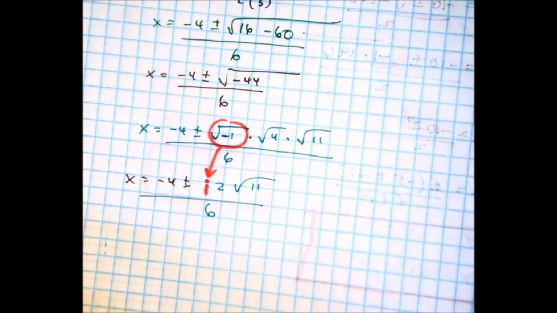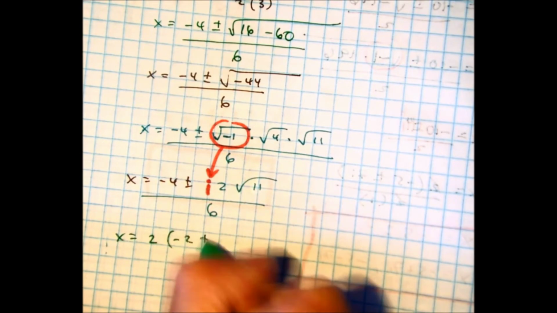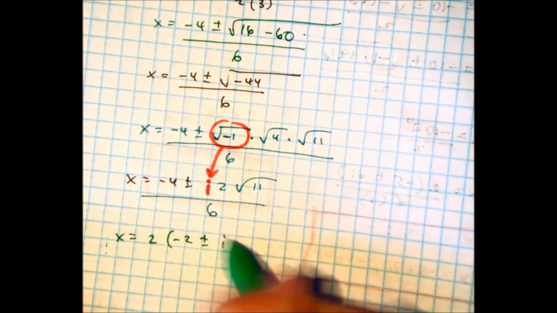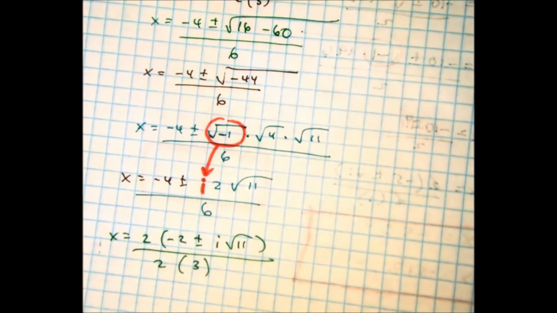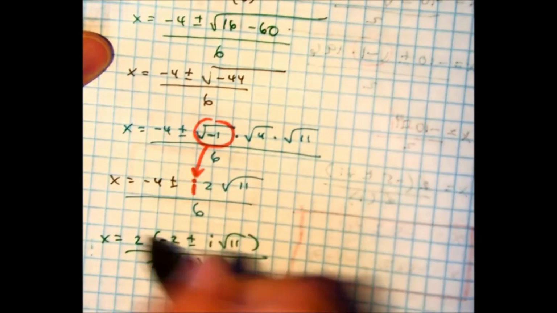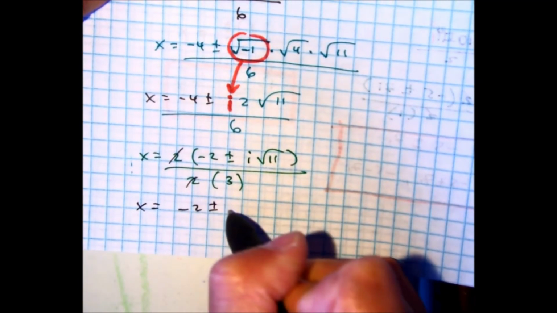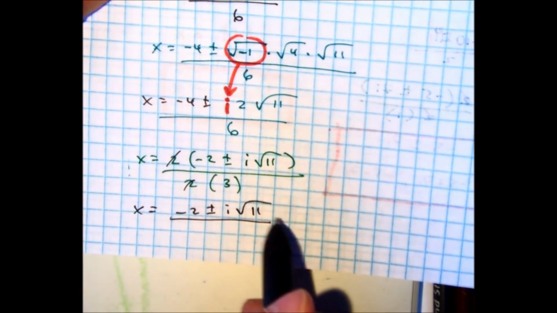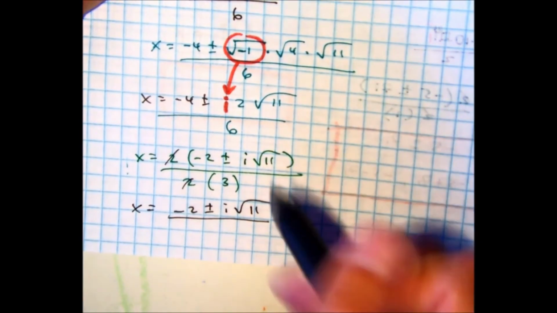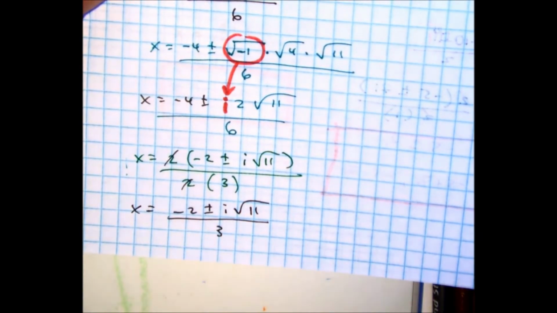So here I'm going to factor out a 2. x equals 2 times negative 2 plus or minus i radical 11 all over 2 times 3. And the reason why I did that is so I can cancel my 2's. My answer is x equals negative 2 plus or minus i radical 11. Some people put the i behind the radical. Just make sure that the i is not inside the radical, over 3. And this would be our answer.